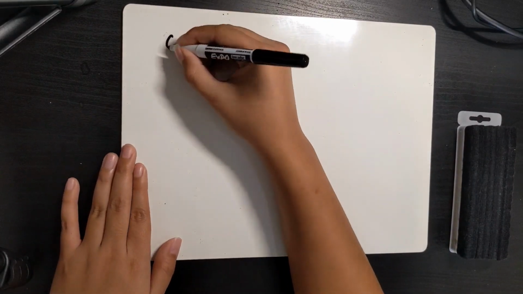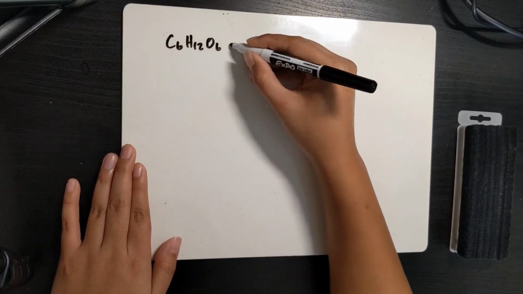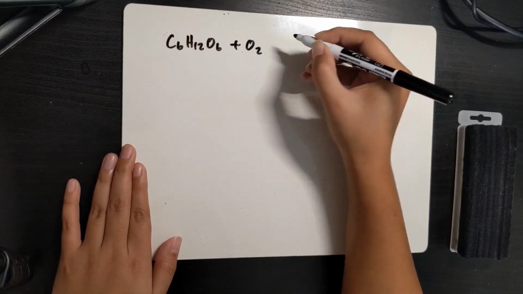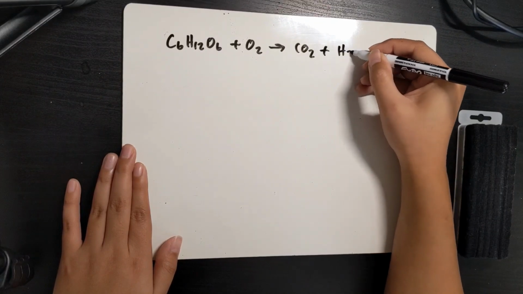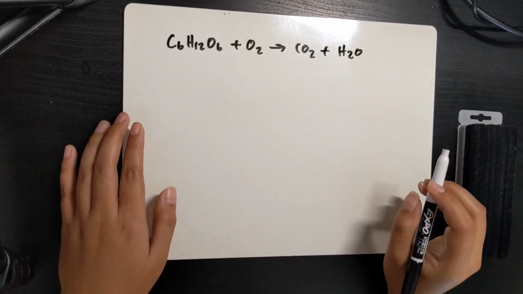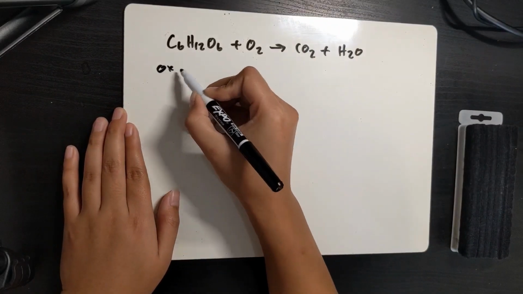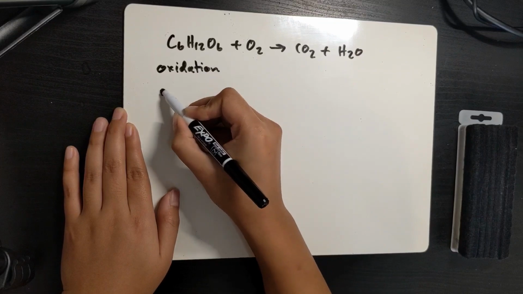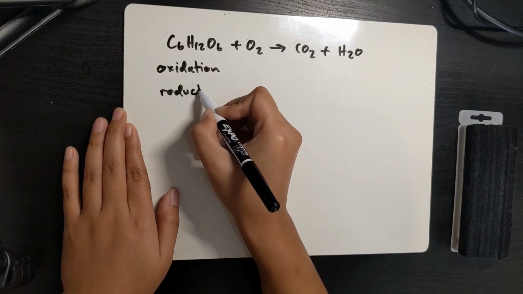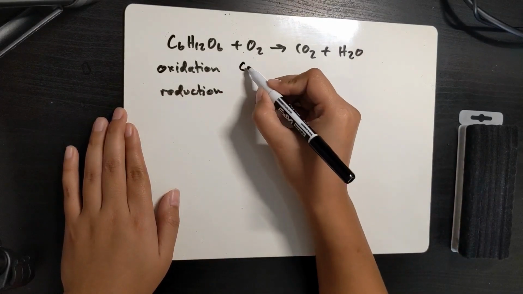Some more practice problems to become good at balancing redox reactions. We have C6H12O6 plus O2 becomes CO2 plus H2O. This is the aerobic respiration of glucose, and that's our redox reaction. The first step is to identify our two half reactions. So we have our oxidation and reduction reactions.